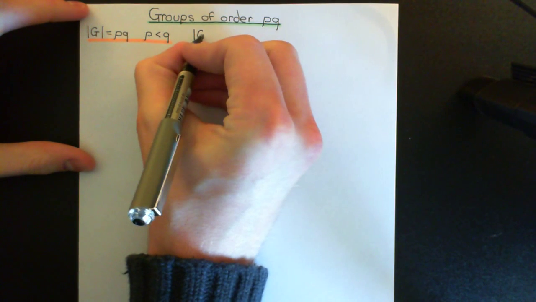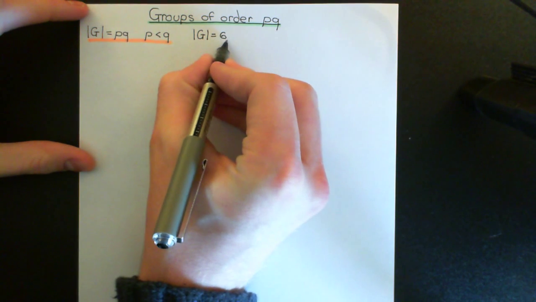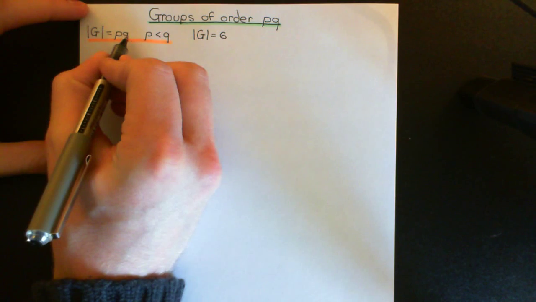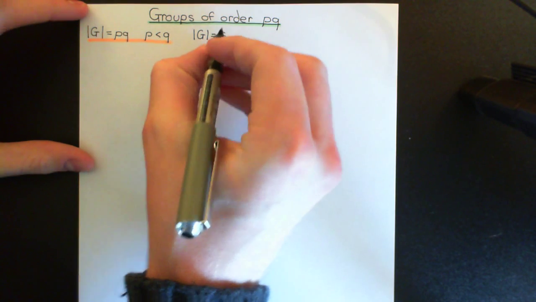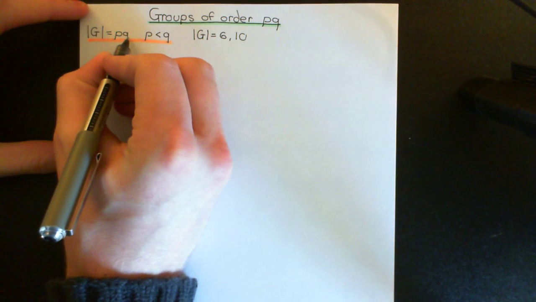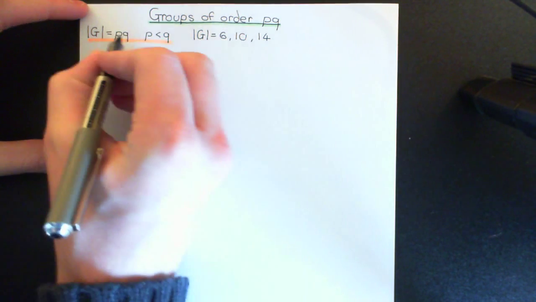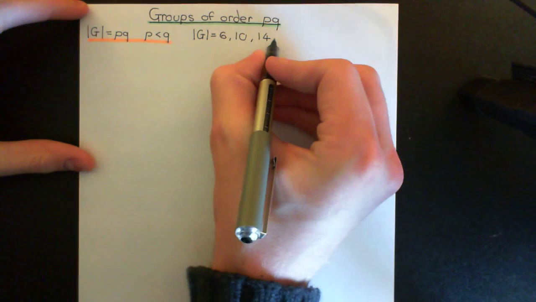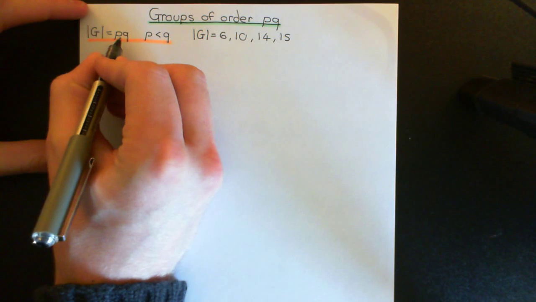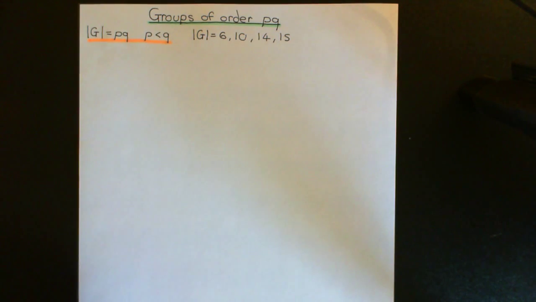If we had a finite group of order 6, that would be an example, because 6 is 2 times 3. 2 is the smaller prime, so it's taking the place of P, and in this case Q would be equal to 3, the larger prime. Another example would be 10, that's 2 times 5, so P is equal to 2, Q is equal to 5 in that case. 14 is another example, 2 times 7, P is equal to 2, Q is equal to 7. Another important example is 15, which would be 3 times 5, so P would be equal to 3 and Q would be equal to 5. Okay, so there are some examples.